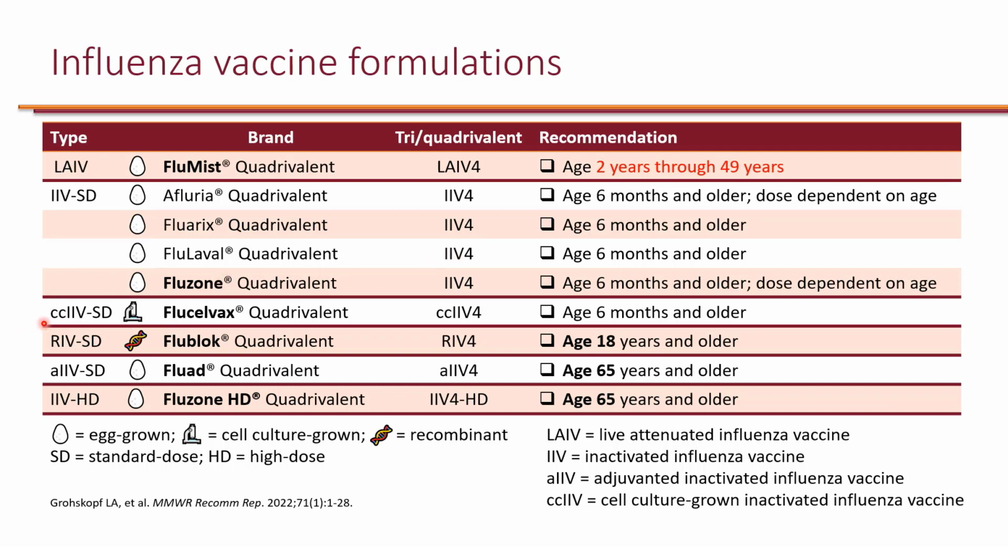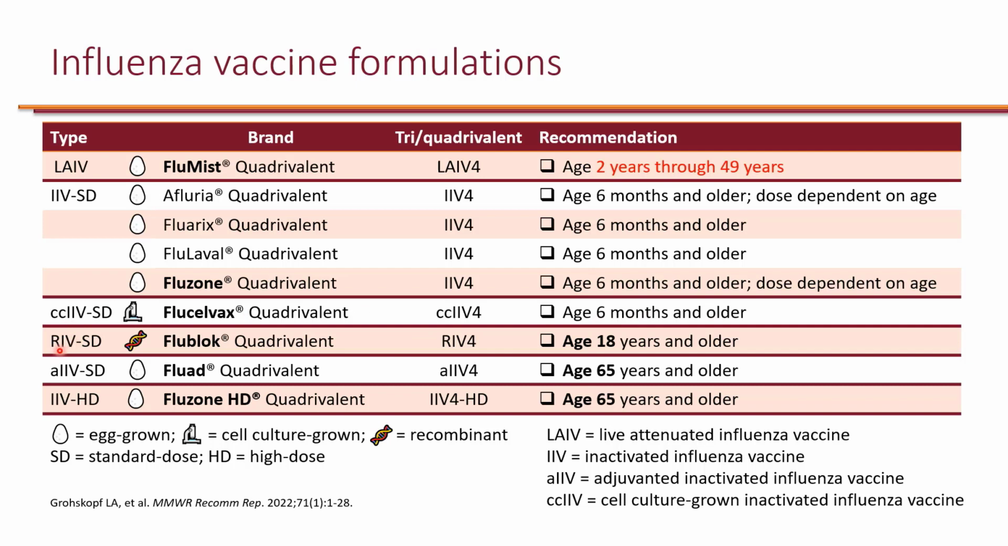Next, we have cell cultured. The previous vaccines that I mentioned are all developed in eggs. So essentially chicken eggs are what's used to grow these vaccines. For the non-egg based, we have the cell culture. Cell culture essentially uses mammalian cells to grow, as opposed to the egg cells. We have one product, Flucelvax, so it's kind of in the name, cell. So it's cell culture, Flucelvax. And it's also quadrivalent. Pretty much these are for age 6 months and older.